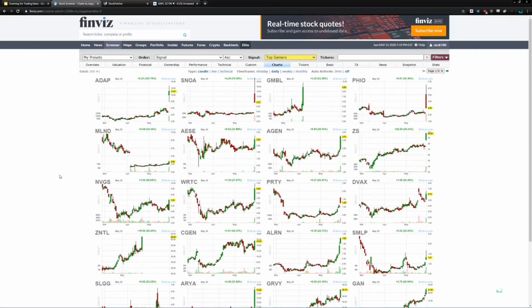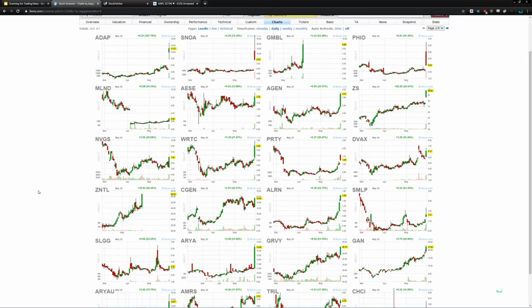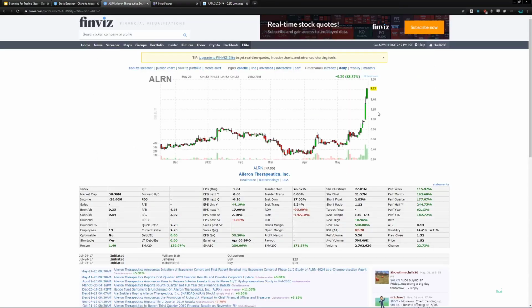On the other hand, you have stuff like this ALRN. ALRN is a good example of a stock that has gone up too much for me to really justify short selling, or too much for me to really justify buying it at this point. It's gone from about 75 cents or so to $1.60. So the thing is better than doubled in just 1, 2, 3, 4, 5, 6, 7 days.